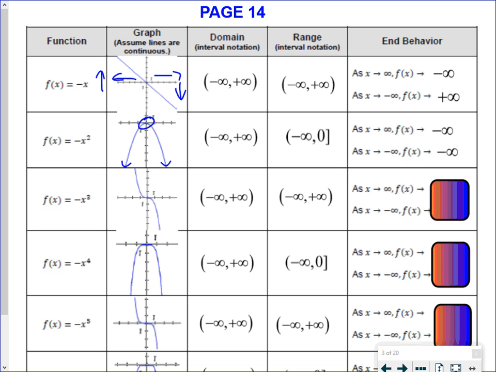So f of x equals negative x squared. As x is going to infinity, f of x is now going to negative infinity. As x is going to negative infinity, f of x is going to negative infinity as well.